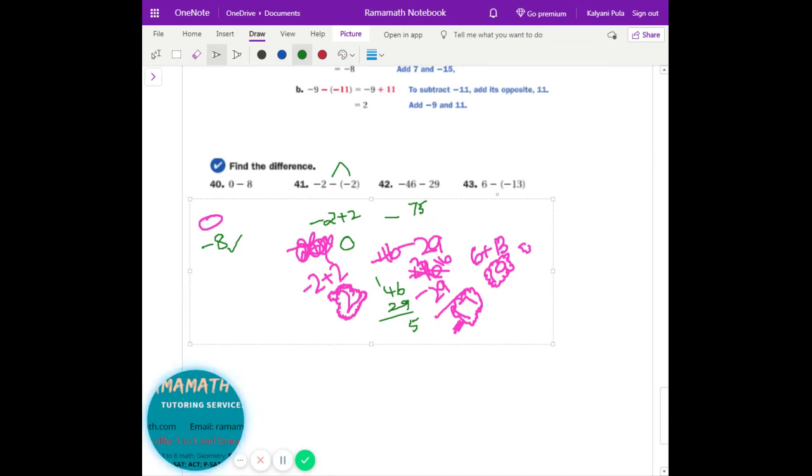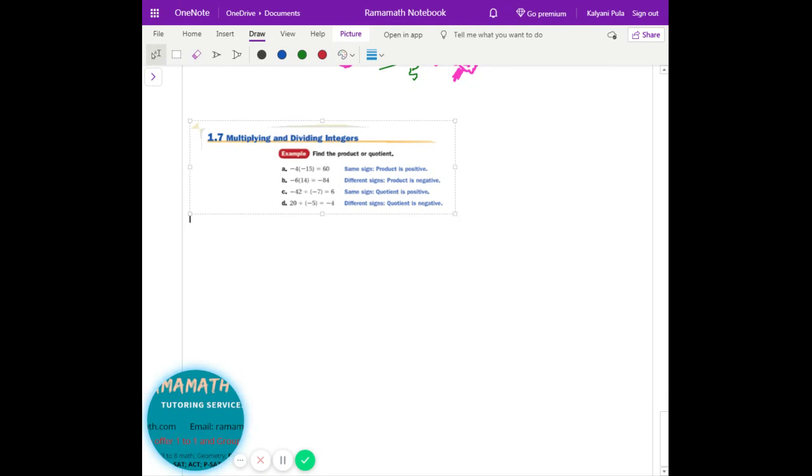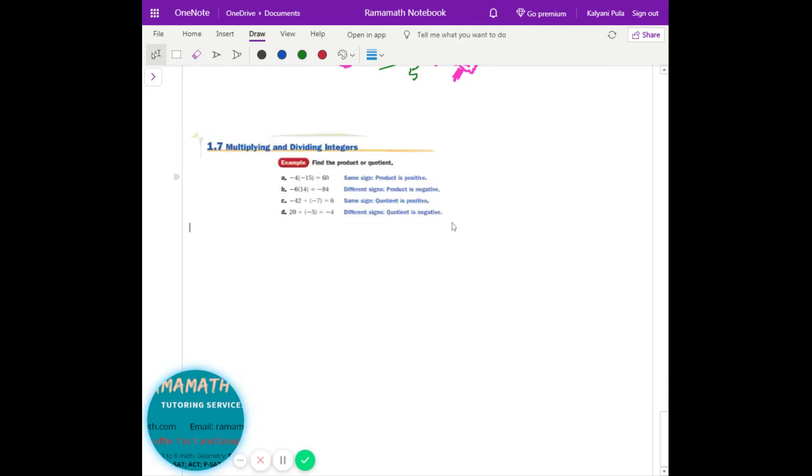And then this one, double negative is positive. You did that, positive 19. Looks good. Okay. Be careful with those, whenever you have a double negative. Good. So the next one is multiplying and dividing integers.